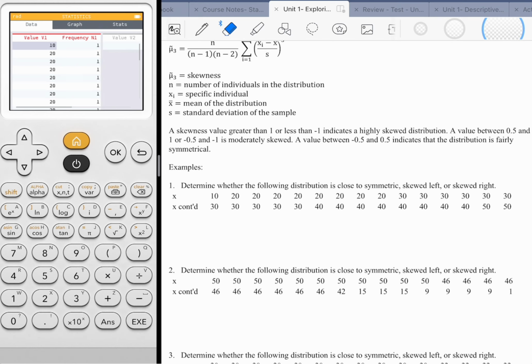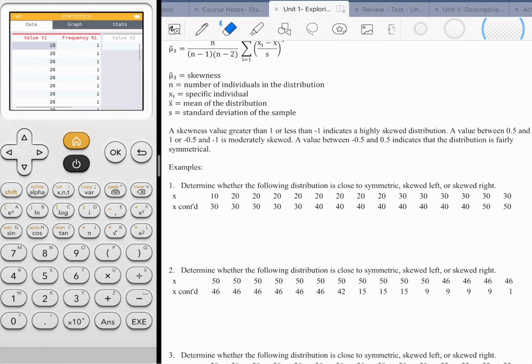So what we need to do, aside from putting this data in, because there is no pre-installed function for skewness, and I'm in the process of writing a small Python program, because that's the language this calculator understands. So give me a couple of days on that so I can figure it out. Hopefully we could store it as a program. That'll be the workaround.